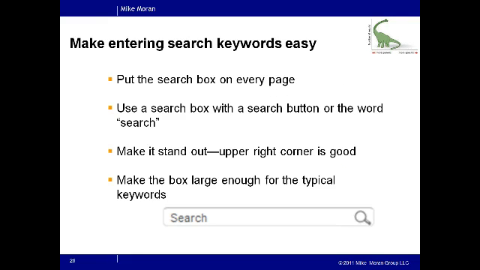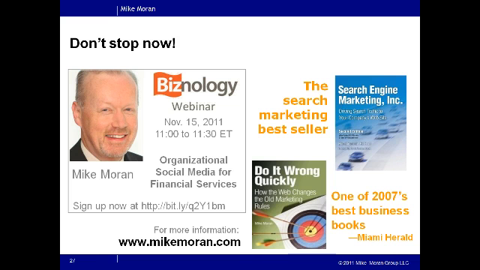You want to make sure that your search box is on every page, and you want to make sure it has the word search in it. An upper right-hand corner is a good place to put a search box, and you want to make it big so that if people typically type in longer search queries, they have some room to do that.